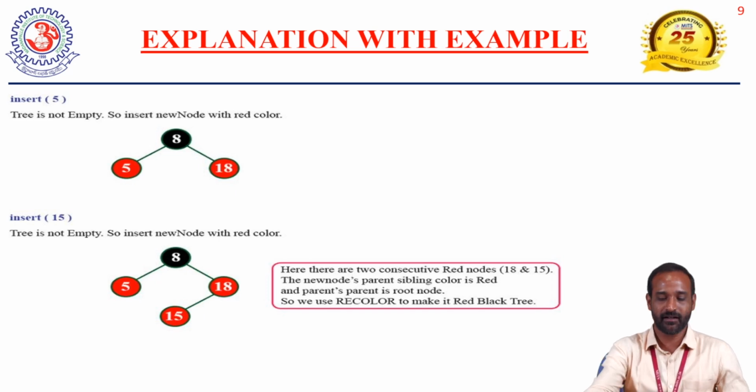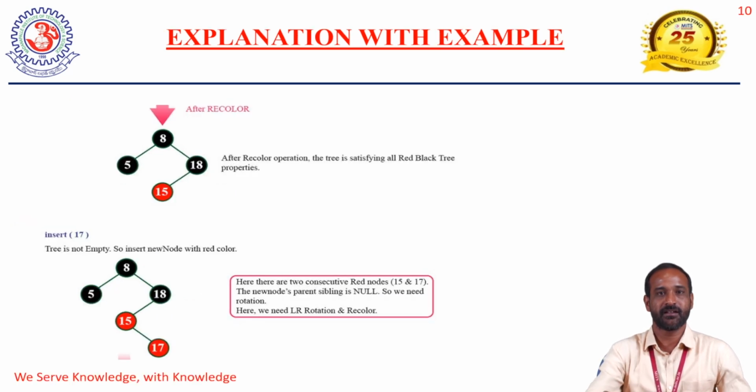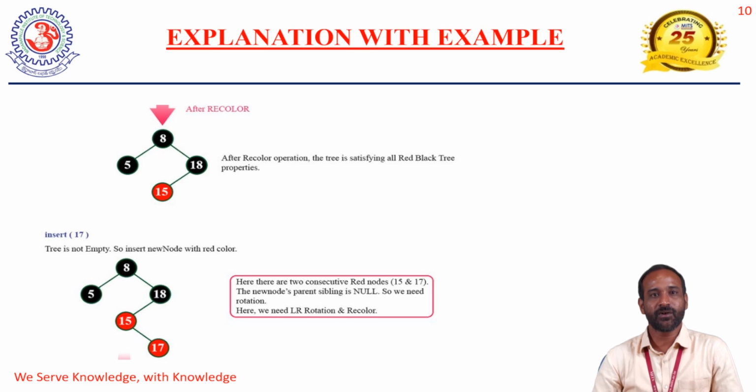After recolor, what will happen? See here, after recolor, the colors of 5 and 18 should be changed. Here we performed the color change. After recolor, 5 and 18 are black and 15 is red. So now the tree is satisfied. If you consider all the properties, this red black tree satisfies them.